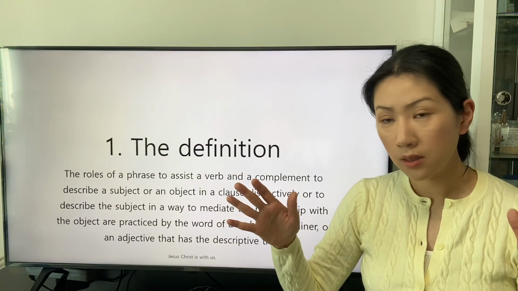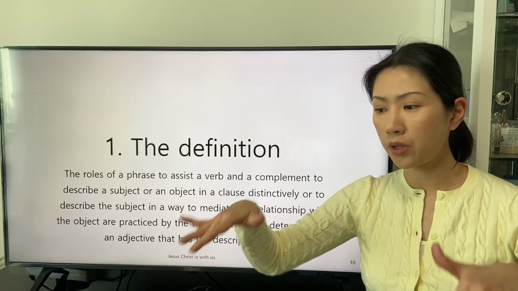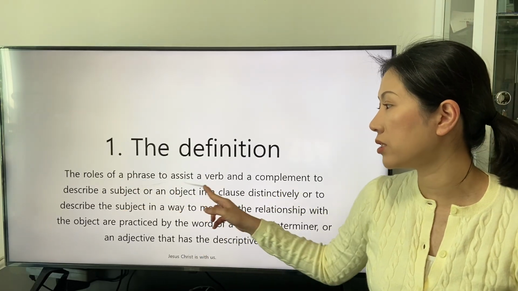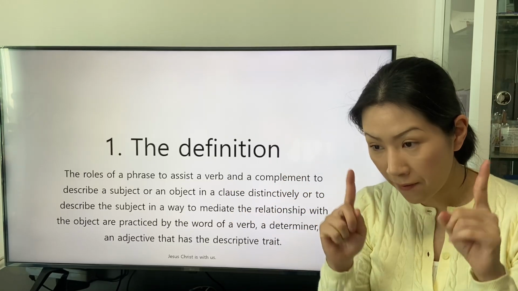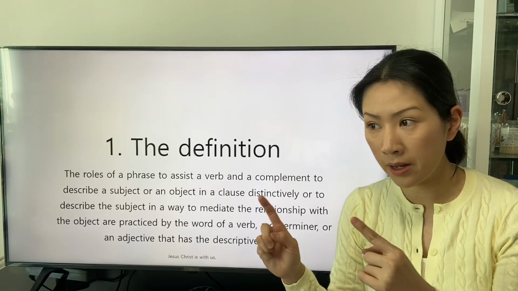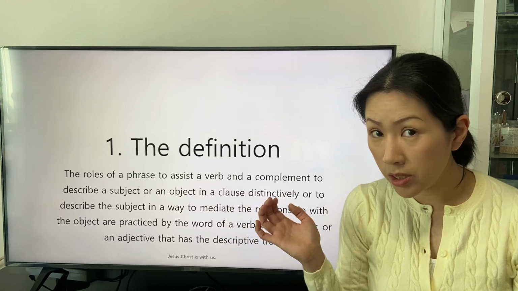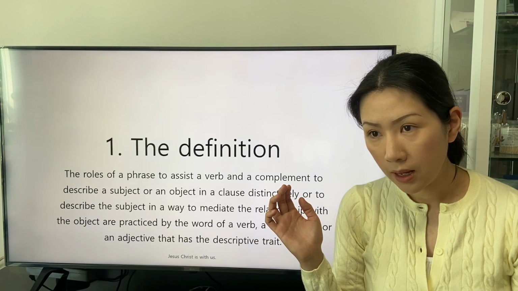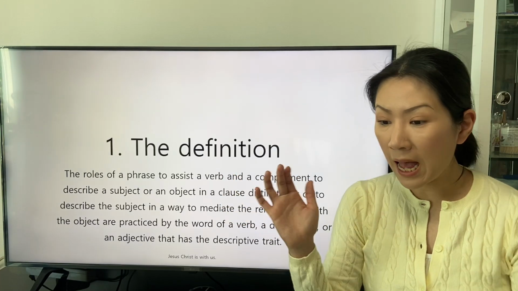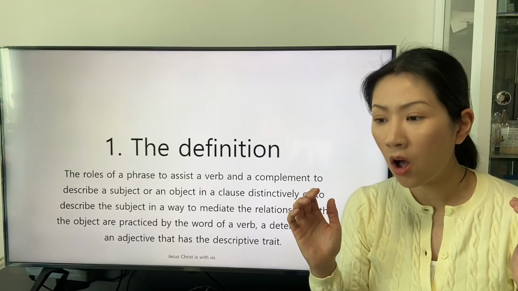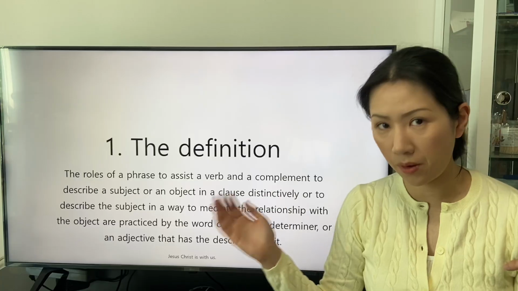A verb phrase is stated in the detailed way as a phrase to assist a verb. This tells us that the verb phrase is centered on a verb, and there can be other components helping the role of the verb. The other components are all adverbs.